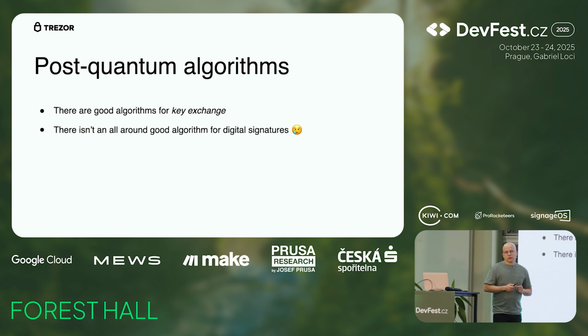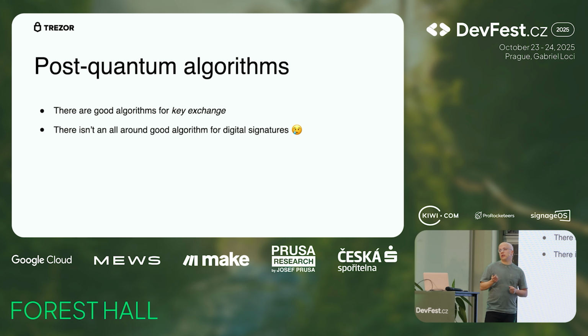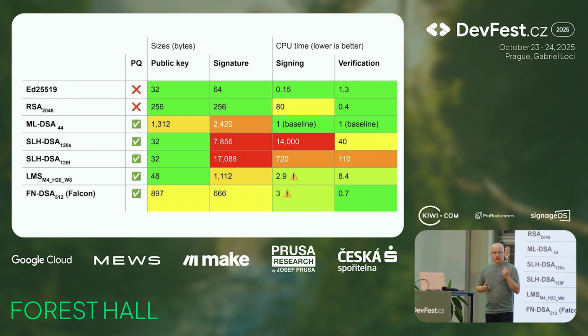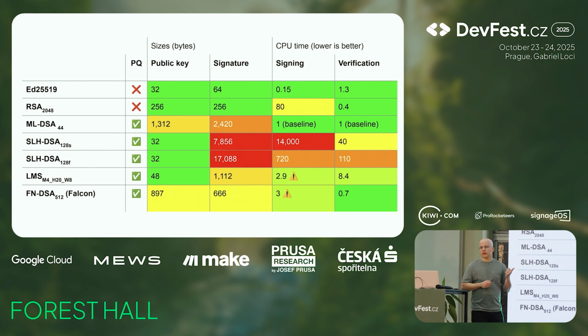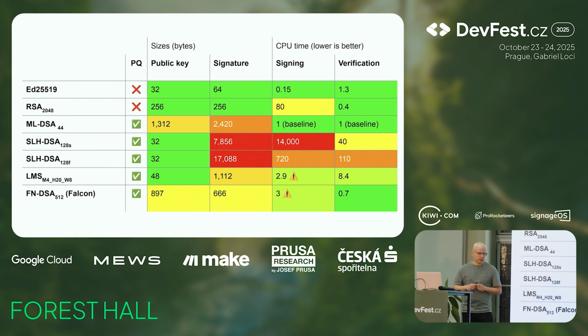There are basically 2 types of these algorithms. There is the key exchange, when you're trying to exchange a key with some second party, and then there are these digital signatures. The good news is that there are good key exchange algorithms, but there isn't an all-around good algorithm for digital signatures just yet. Now you're probably thinking, so what's good and what's bad, right? So there is this nice table from Cloudflare. Cloudflare has a nice summary on the algorithms. Again, links at the end.